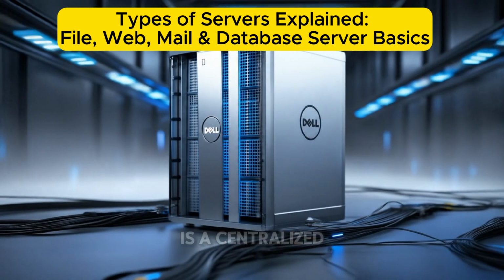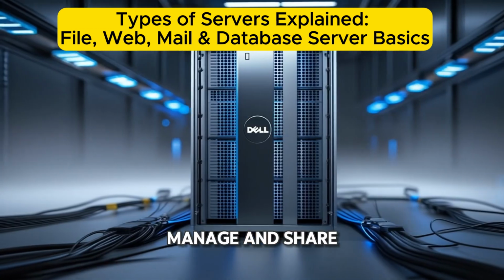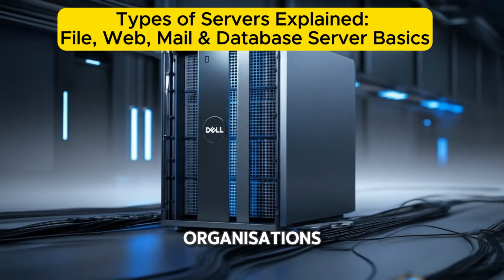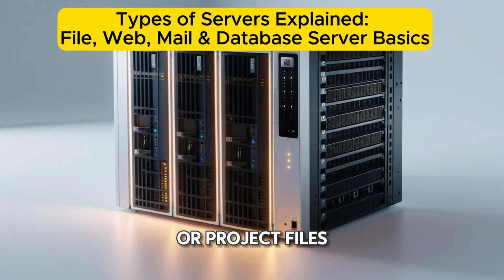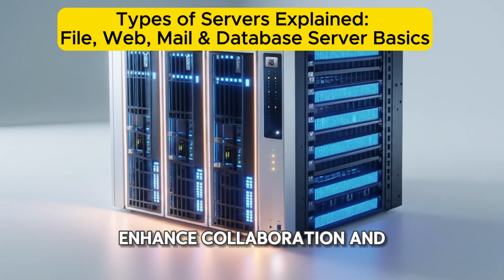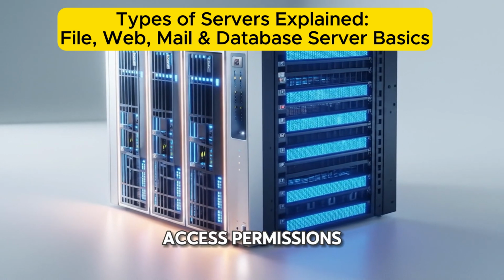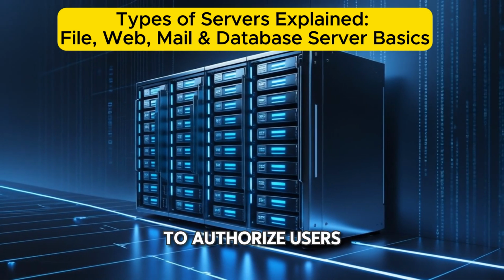1. File server. A file server is a centralized storage system that enables users to store, manage, and share files across a network. It's widely used in offices and organizations where teams need access to common documents or project files. File servers enhance collaboration and simplify data backup. They can be set up with access permissions, ensuring sensitive data is only accessible to authorized users.